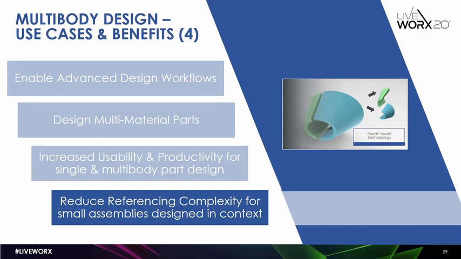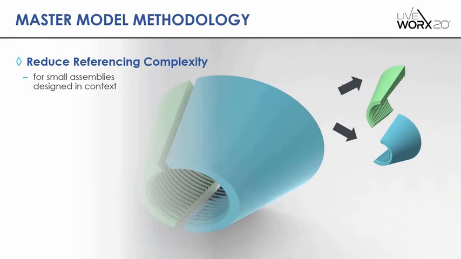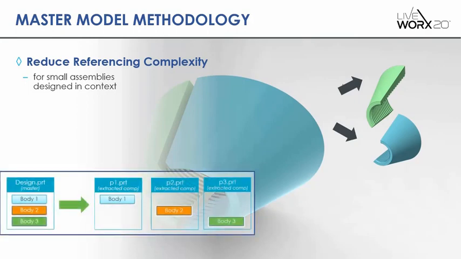Finally, I want to show how multi-body concepts in Creo 7 relate to the enhanced support of the master model methodology. With this method, you can design bodies in the context of the master model and then extract them into individual parts of your final assembly. This is particularly useful if you have continuous shapes between parts, such as the 3D thread of the clamp parts illustrated here. In addition, part design in context can help to reduce referencing complexity for small assemblies that are driven by a common shape or context.